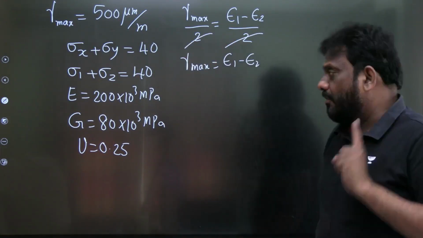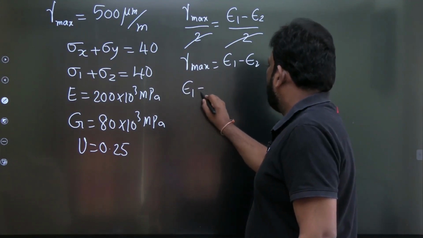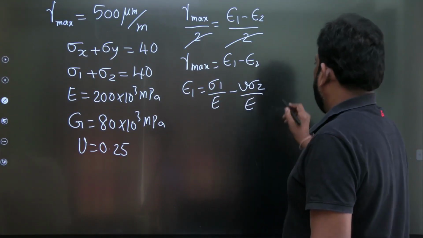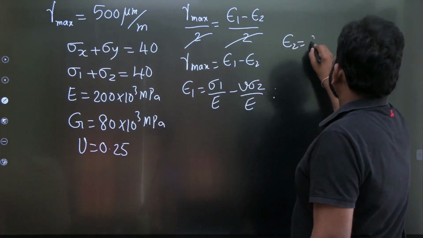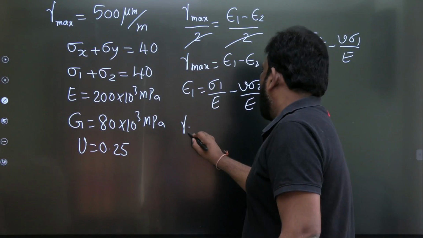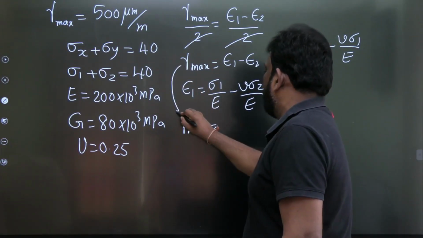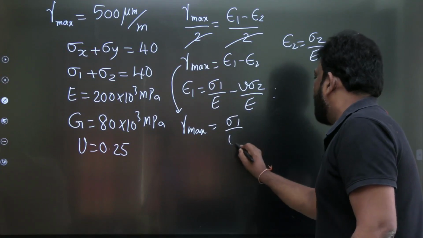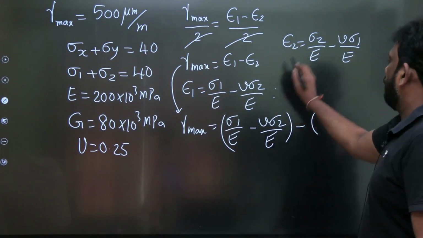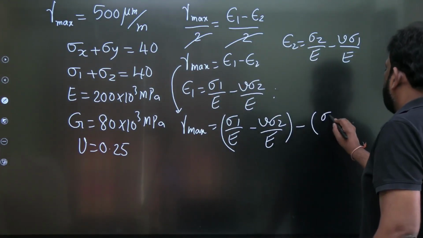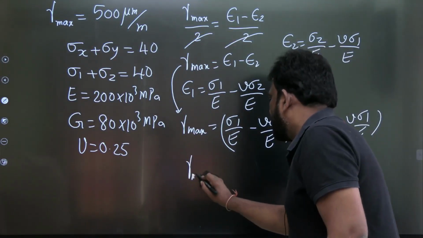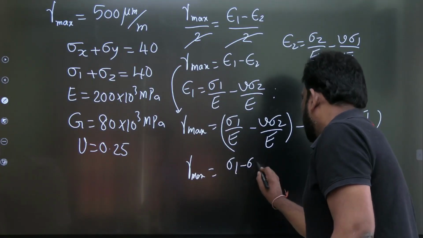This I have already given. Now, epsilon 1 is equal to sigma 1 by E minus nu sigma 2 by E. Similarly, epsilon 2 can be written as sigma 2 by E minus nu sigma 1 by E. So let me write gamma max is equal to epsilon 1 minus epsilon 2. What is epsilon 1? Sigma 1 by E minus nu sigma 2 by E, minus epsilon 2, which is sigma 2 by E minus nu sigma 1 by E. Absolutely fine. So gamma max will be equal to epsilon 1 minus epsilon 2.